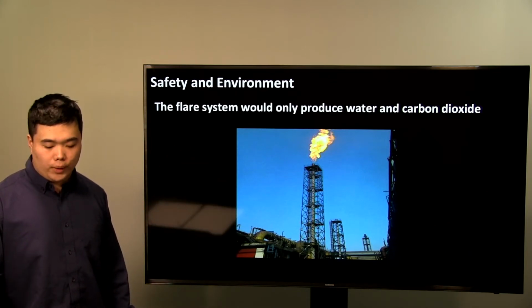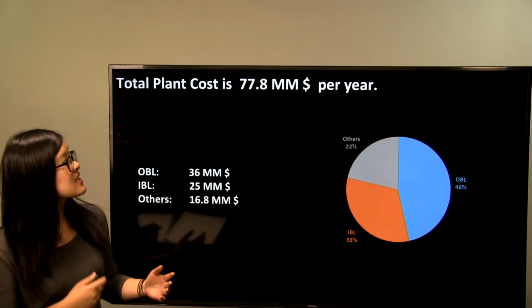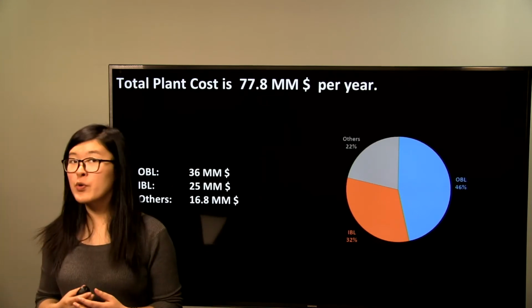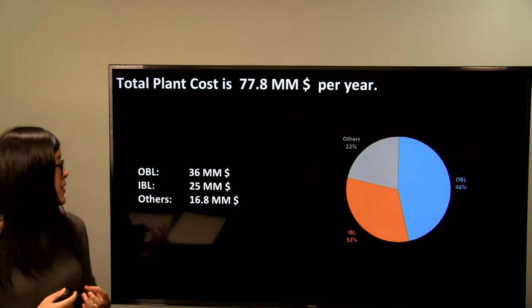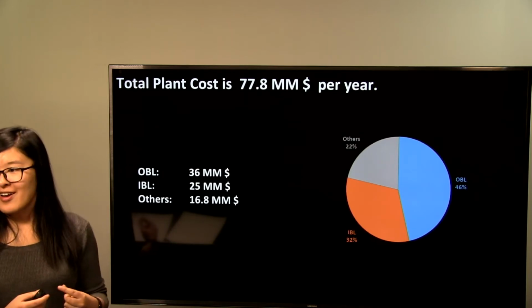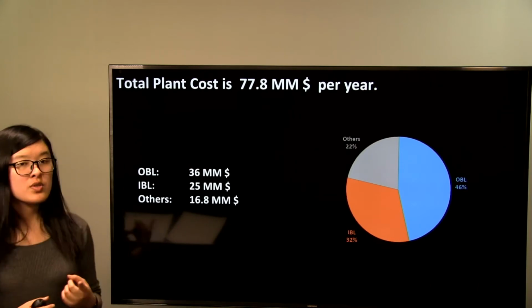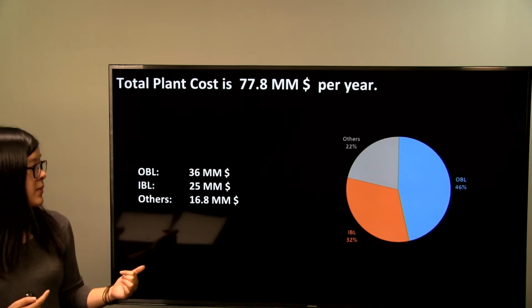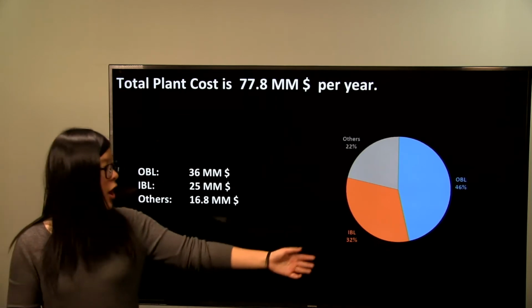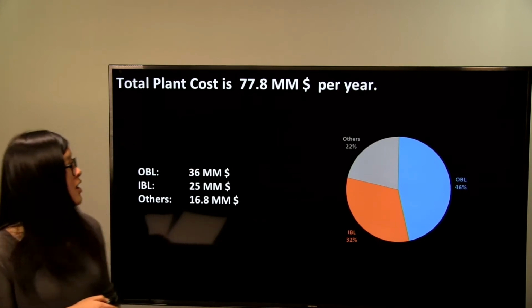Next section would be cost analysis, and Mengying will bring that to you guys. So right now, our total plant cost is like $77.8 million per year. And our IBL is $36 million. And OBL is $25 million. Other costs, which include taxes, insurance, and labor costs, are $16.8 million per year. As we can see in the pie chart, these three costs split up pretty well in the total cost.